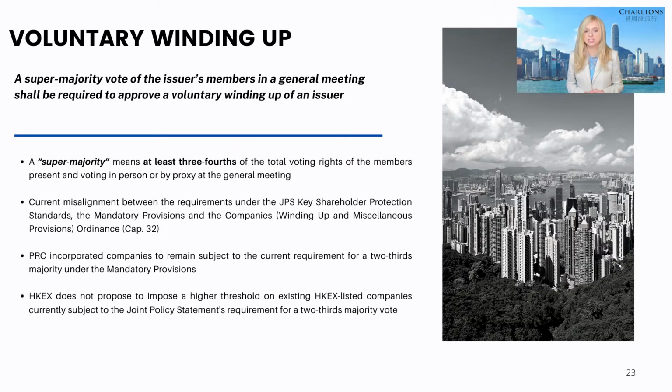Additionally, for Hong Kong Exchange-listed companies which are subject to the HKEX shareholder protection standard, which requires a 2/3 majority vote, the Hong Kong Exchange does not propose a higher threshold, and these companies will be regarded as complying with the proposed core standard if they meet the requirement that applied to them at listing.